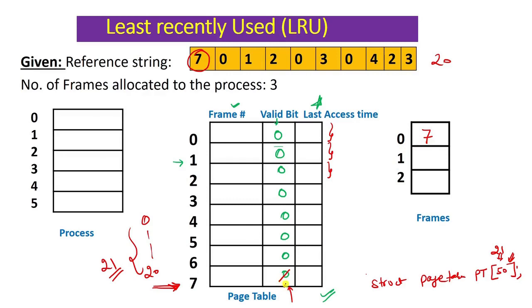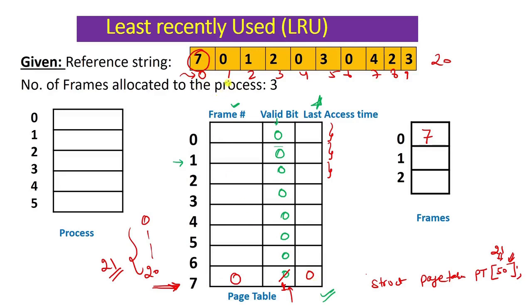Then I have to update the page table: I will say valid bit is 1, 7 has come in the 0th frame, and then I have to update its last time of access. Basically, the indexes will be 0, 1, 2, 3, 4, 5, 6, 7, 8, 9, and I will use these indexes as the time of access, as a counter. So I will put 0 here, meaning page 7 was accessed at time 0.